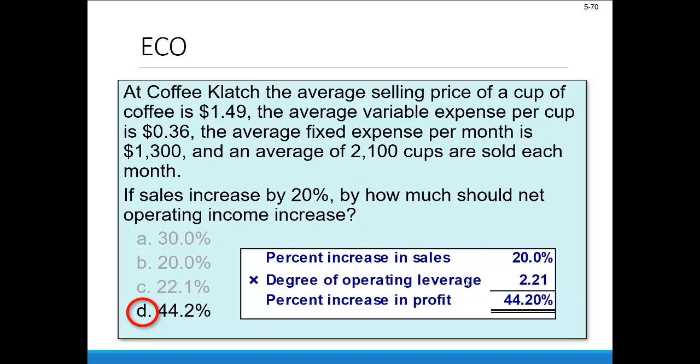Again, this goes in both directions. So if we expect an increase like this, hey, that's great. My bottom line profit jumps a lot. If I expect a decrease in sales though, man, that starts to hurt really quick.